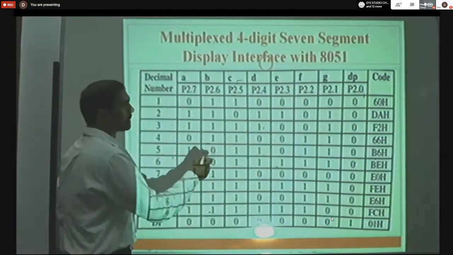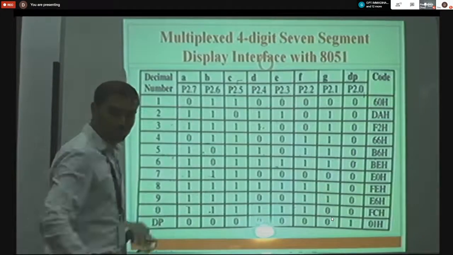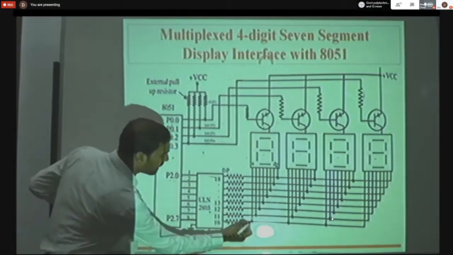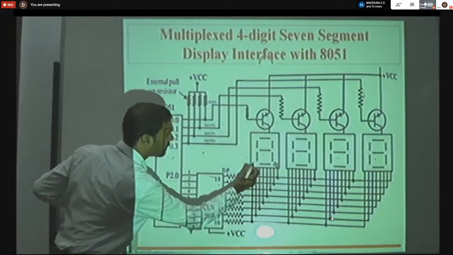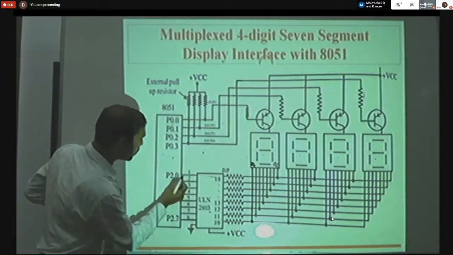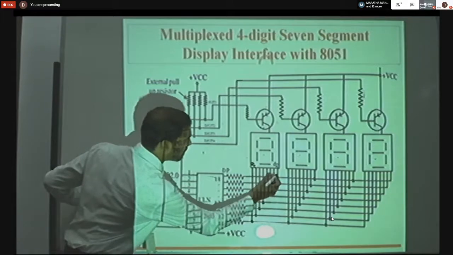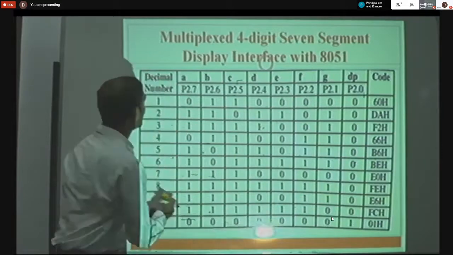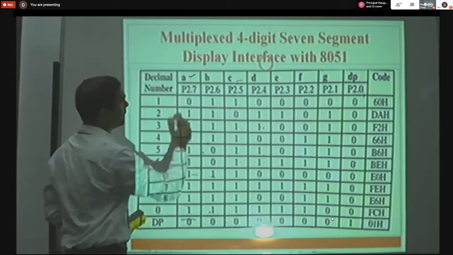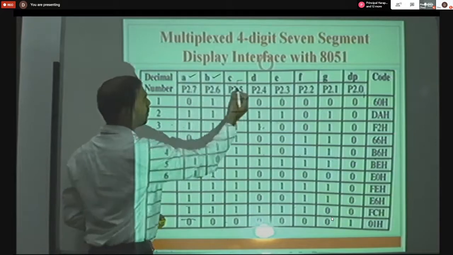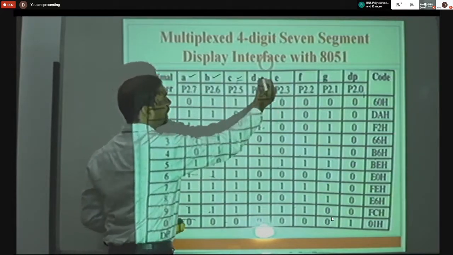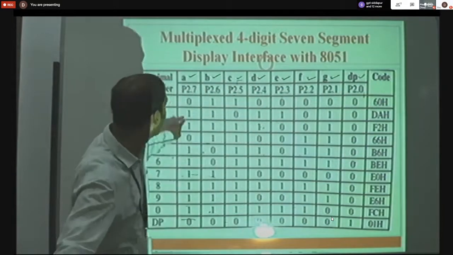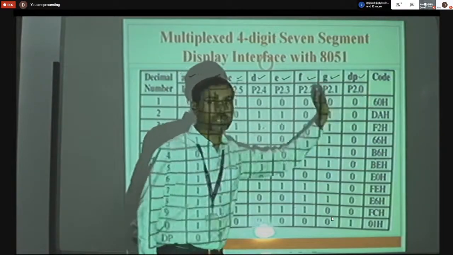Here, see the port P2.7. Port 2.7 is connected to what? I told you in the previous slides, it's connected to A. Similarly, port 2.0 is connected to the decimal point. So port 2.7 is connected to segment A, port 2.6 is connected to B, the second segment, port 2.5 is connected to C, then 2.4 to D, E, F, G, and DP means decimal point. In addition to the 7 segments, there is another segment, the decimal point, totally 8.